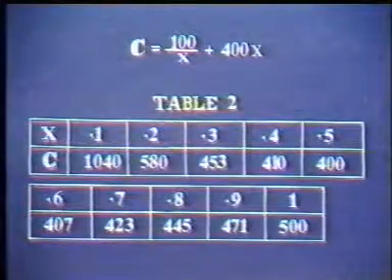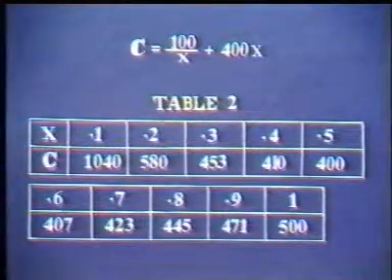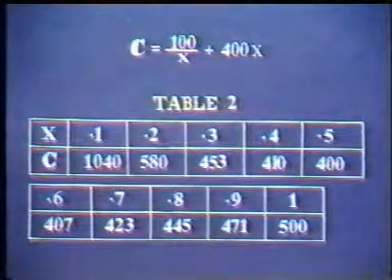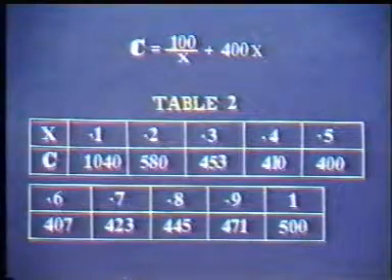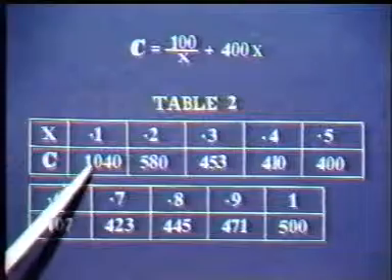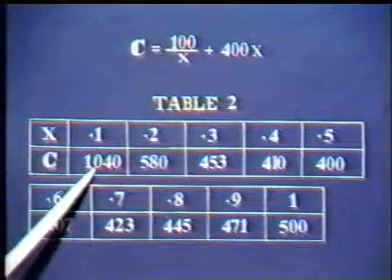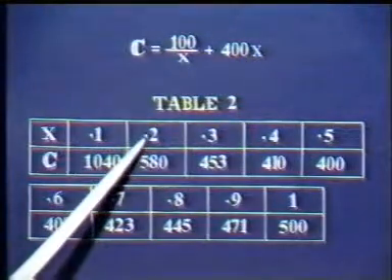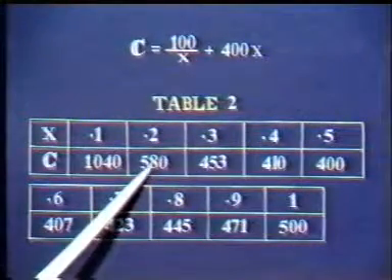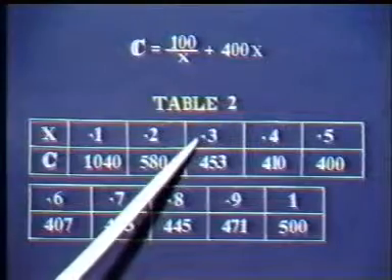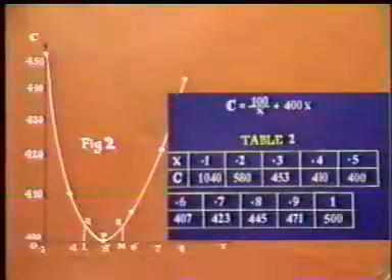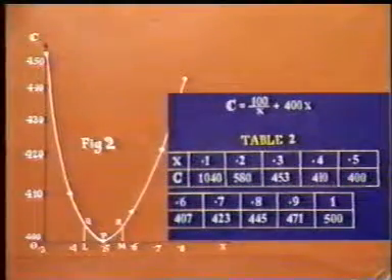The values of cost C corresponding to different values of cross section x are calculated and shown in table 2. For example, when x is equal to 0.1, cost is equal to 1040. When x is equal to 0.2, cost is equal to 580. When x is equal to 0.3, cost is equal to 453, and so on. Let us see table 2.